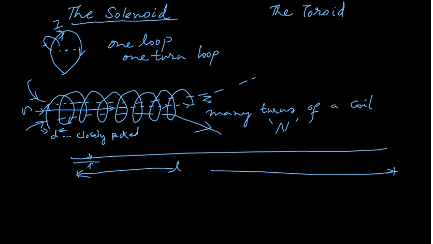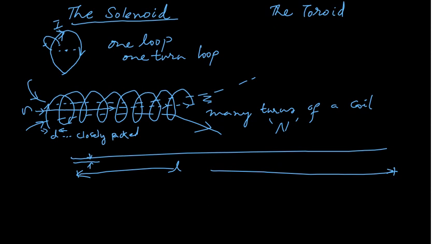Okay, so the turns are many turns per 1 centimeter. Each turn can be regarded as a circular loop. The net magnetic field is the vector sum of the field due to all turns. One turn we have seen previously.